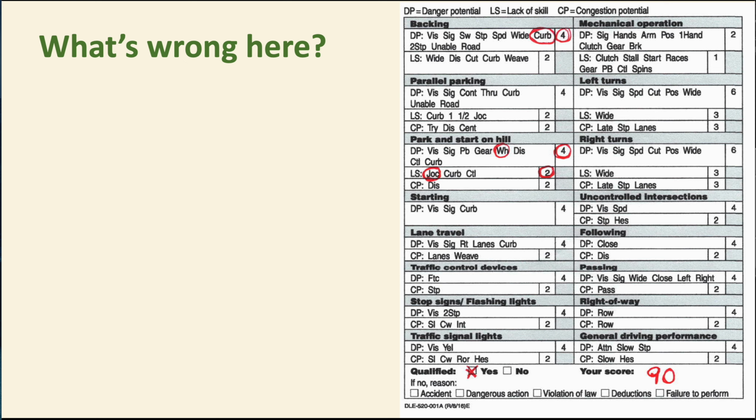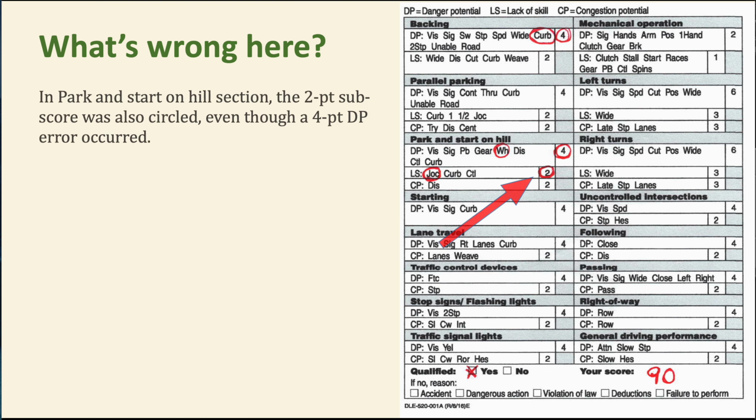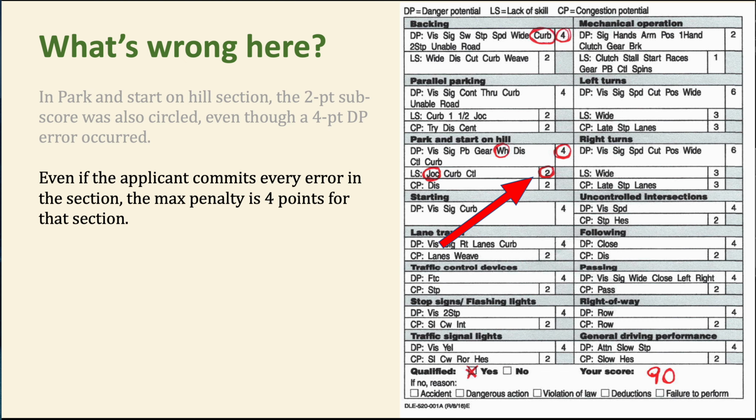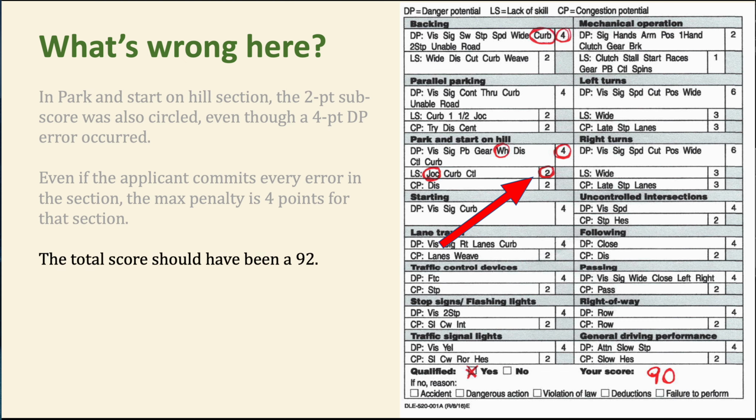Okay, so looking at this sample test here, what's wrong with this one? You can see we've got a curb 4 in the back maneuver. Park and start on a hill, we've got wheels turned in the wrong direction and they made more than 2 moves after entering the space. Now 4 plus 4 plus 2. However, we're not supposed to circle the 2-point subscore because 4 points is the maximum you can lose for that. You can't lose 6. You can only lose 4 on the park and start on a hill maneuver. Total score should have been a 92.